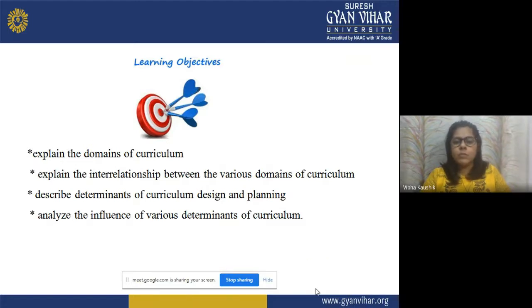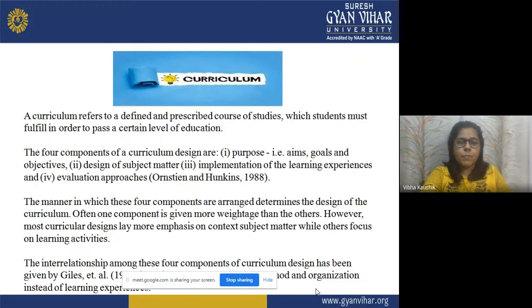Explain the interrelationship between the various domains of curriculum, meaning they will be able to explain the interrelationship between the various domains of curriculum. Describe determinants of curriculum design and plan. What are the different determinants of curriculum, and what are they planning and design? Analyze the influence of various determinants of curriculum.